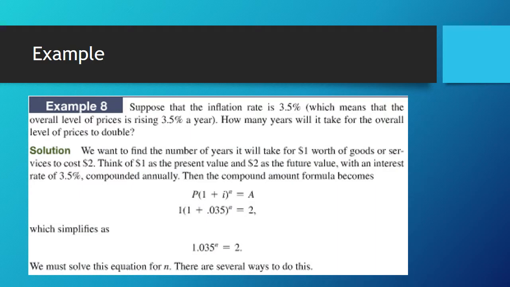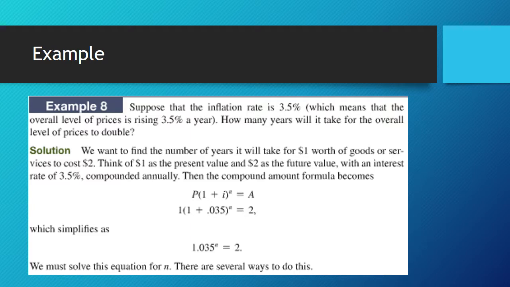Now, you may have wondered, what do I use for my principal and my final amount if what I'm looking for is time? I need some more numbers here. Well, the idea is we want to find the number of years it will take for, say, $1 worth of goods or services to cost $2. That's really the simplest way to look at it. So $1 will be our present value. Something costs $1 today. We want to know when that same item is going to cost $2 if the interest rate is 3.5% compounded annually.